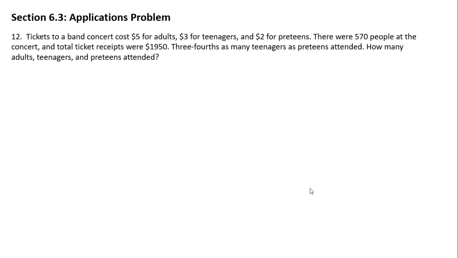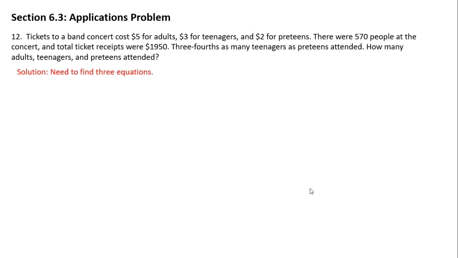Again, very similar to the one we had done before. And again, we're talking about a concert. So tickets to a band concert cost $5 for adults, $3 for teenagers, and $2 for preteens. So now we have three variables, right? Before we just had adults and children, now we have adults, teenagers, and preteens. Now, there were 570 people at the concert and the total ticket receipt was 1,950. Three-fourths as many teenagers as preteens attended. How many adults, teenagers, and preteens attended?